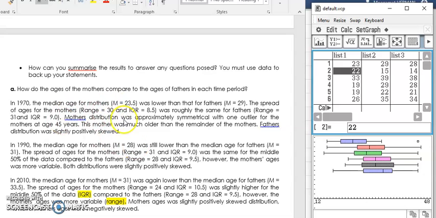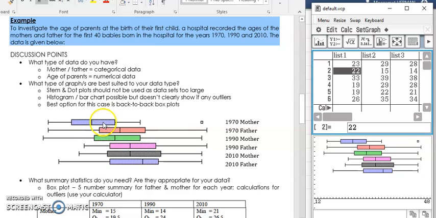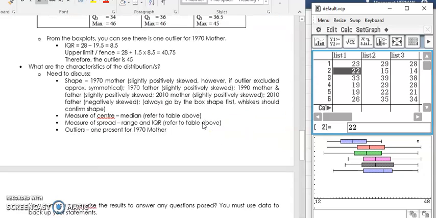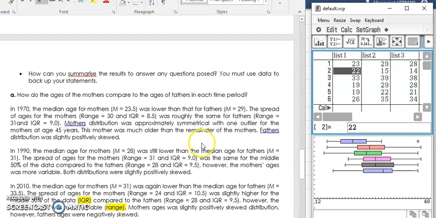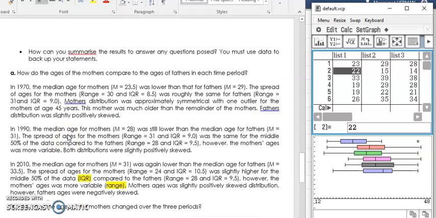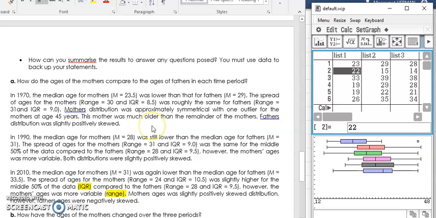And then I just talked about the distribution, and I said for both of them that they were pretty much approximately symmetrical, with the exception that there was an outlier for the mother, which was the age of 45. I even said there, with the outlier for the mother's age 45, the mother was much older than the remainder of the mothers. And then the father's distribution was slightly positively skewed. You can say slightly positively skewed, or even approximately symmetrical. If there's an obvious skewness of some sort, then you would say that it's either negatively or positively skewed. But you might like to think it's slightly positive. If you say approximately symmetrical, that's fine as well. It's just to your best judgment.